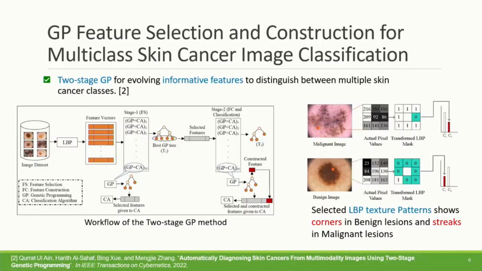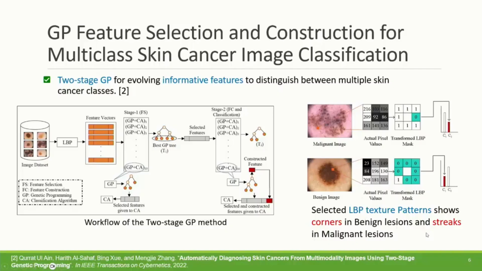In this work, we have used genetic programming for feature selection. So basically we have two stages. The first stage is feature selection, which is GP's intrinsic capability, and then we have a second stage for feature construction, and we combine them together to form the selected and constructed features, and then we give them to the machine learning classifier to get the accuracy.